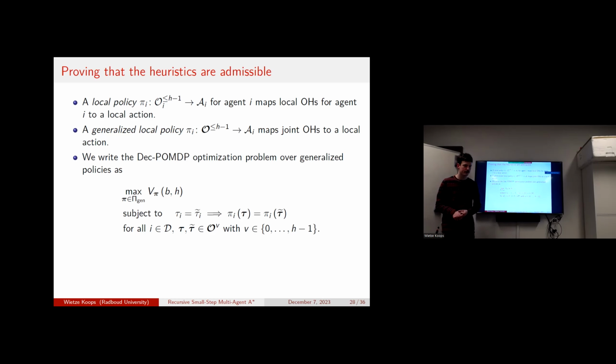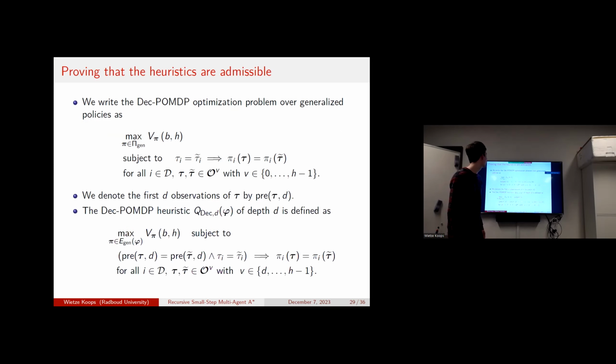Okay. So this is also why this heuristic is a mix between a POMDP and a Dec-POMDP. Like I said, I'm exploiting this good property of POMDPs that these problems are independent. So that's what's on the next slide. Here we have the Dec-POMDP optimization problem again, the same problem as just over here. We denote the prefix of the first d observations of some joint observation history tau by this prefix of tau and d. And now we're going to relax this constraint to include this condition that the prefixes are equal.